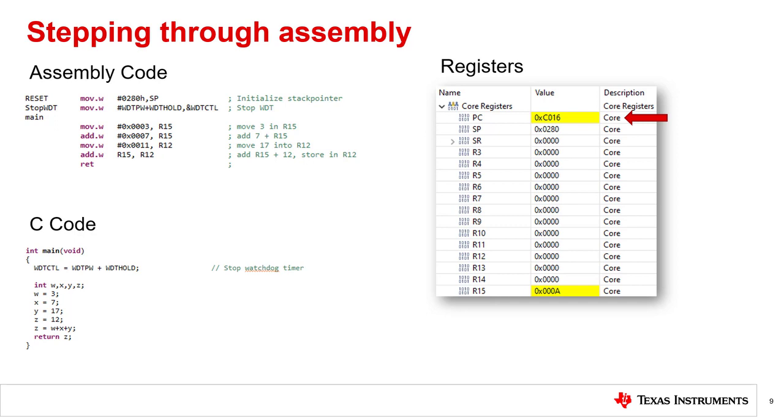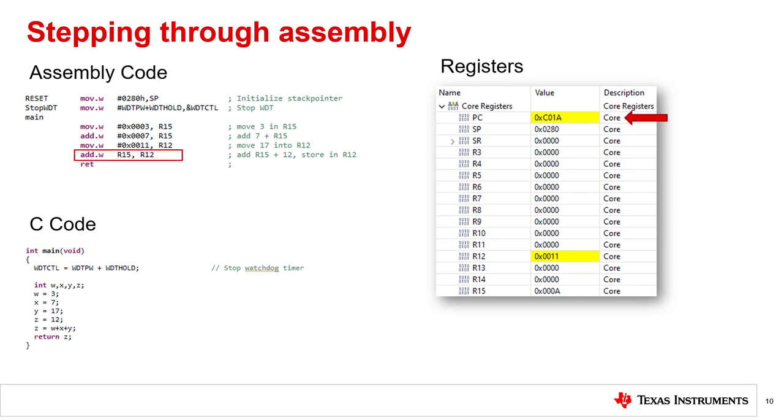Moving on to the next instruction, the program will move hex 11, which is decimal 17, into R12. When we execute the line, we can see the value hex 11 is now stored inside R12. The program counter increments as well to the next instruction.